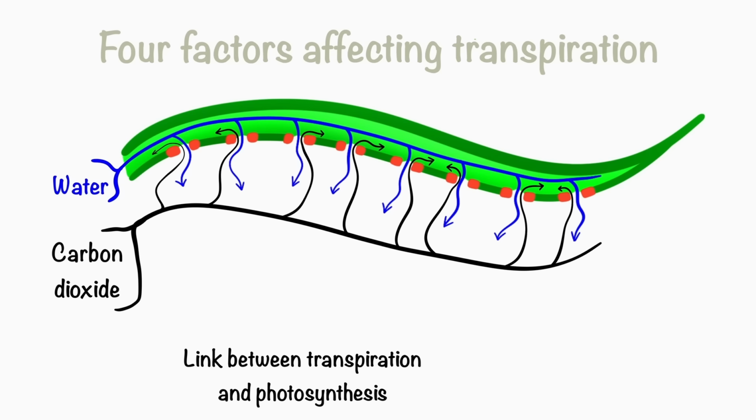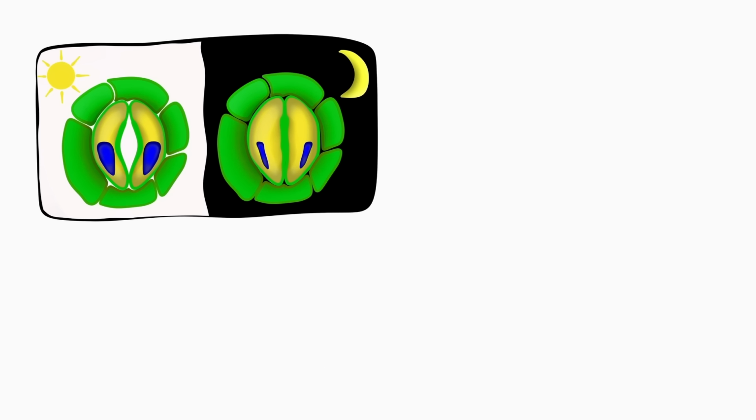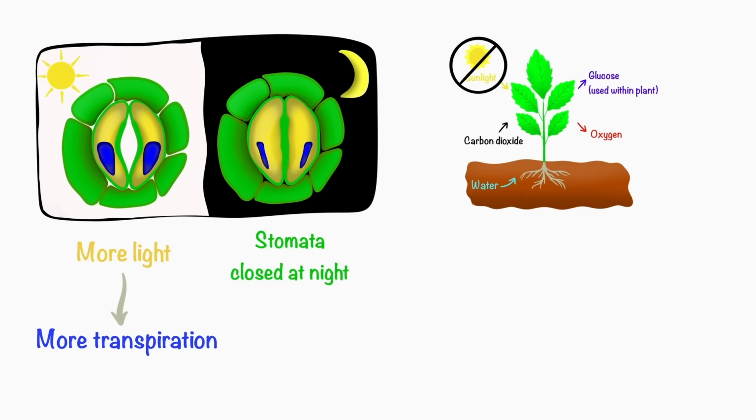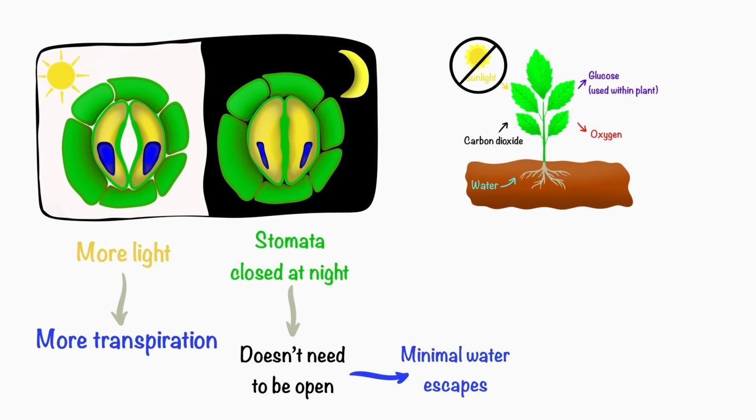Now let's investigate the factors that influence how quickly plants lose water. Four main variables affect transpiration rates. Light conditions significantly impact transpiration. More intense light leads to increased water loss. This occurs because stomata tend to close in darkness. Since photosynthesis cannot occur without light, plants don't need to keep their stomata open for carbon dioxide intake in the dark. With closed stomata, minimal water escapes from the plant.